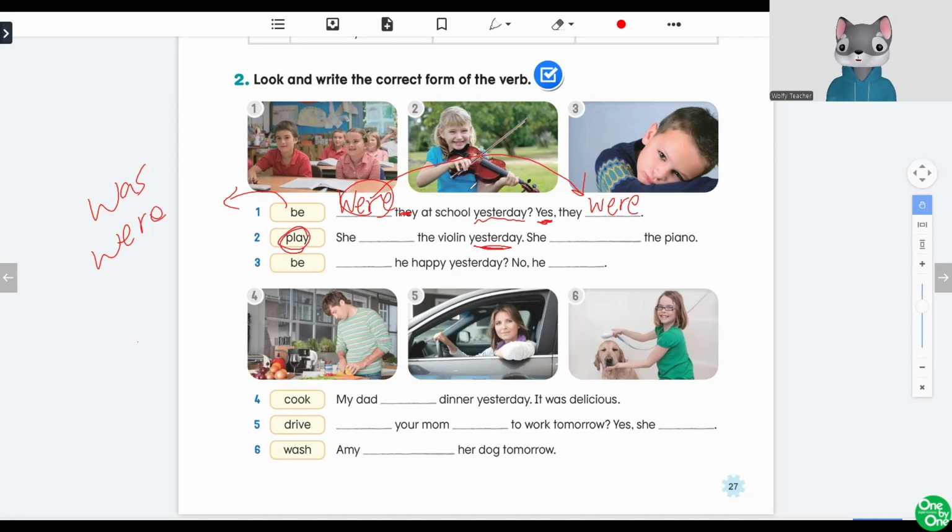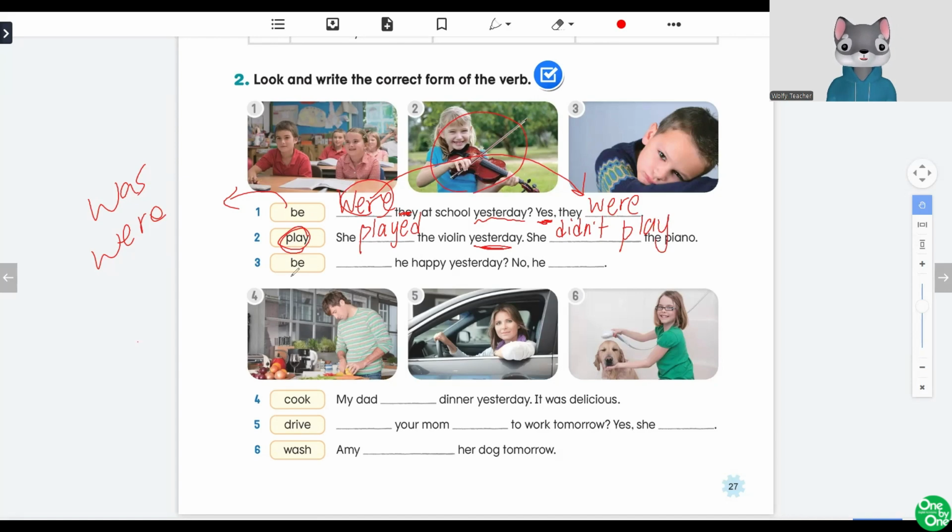Fantastic. She, it says yesterday, and it's the past tense. So she, what did she do? She, of course, played. Fantastic. We only need an ED. She, now put it in the negative form. She didn't. And remember, no ED. She didn't play the piano.